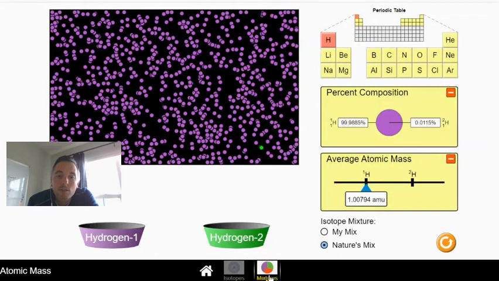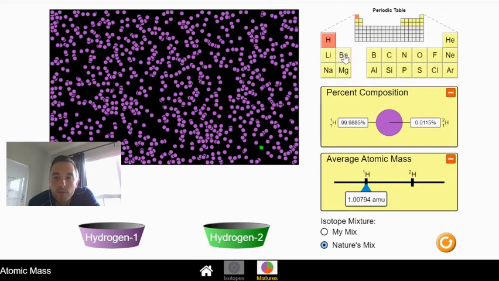To give you a visualization of this, here's what this would look like in a sample. All the purples on here are hydrogen 1s, and then the green is the one hydrogen 2 sitting there, which gives us our average mass of 1.01.